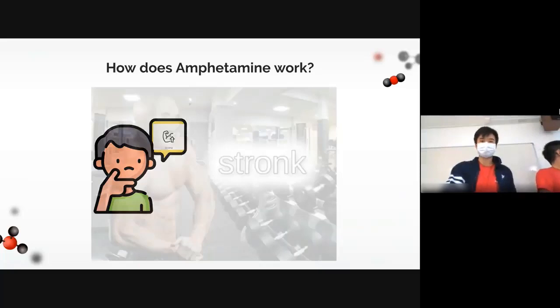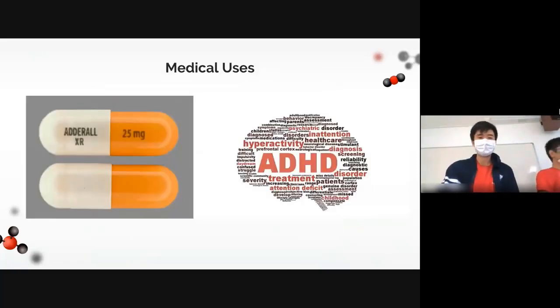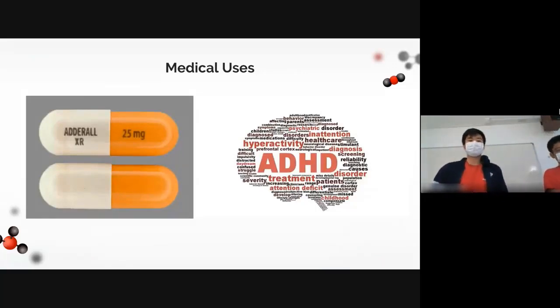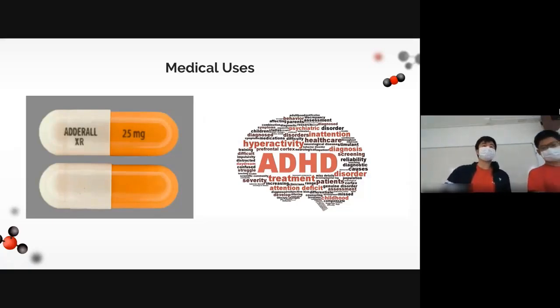So how does it make you so strong, you ask yourself. But first, before we move on to its ultimate uses in doping, you must know that amphetamine has a use in medicine. It's used in Adderall, and Adderall is used to treat ADHD. So in those dosages, you can tell that amphetamine is actually useful for our body.